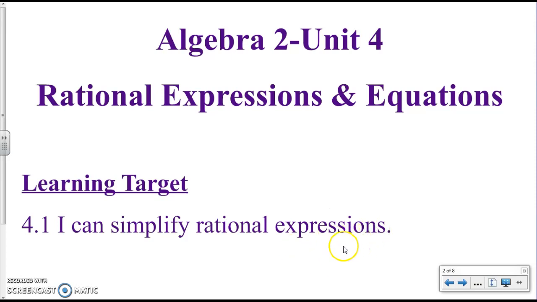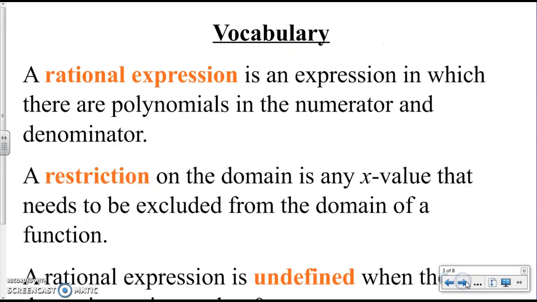Today we're going to start talking about the first target of the next unit, which is simplify rational expressions. So target 4.1 is I can simplify rational expressions. If you can factor, this is actually really easy. A little bit of vocab first.